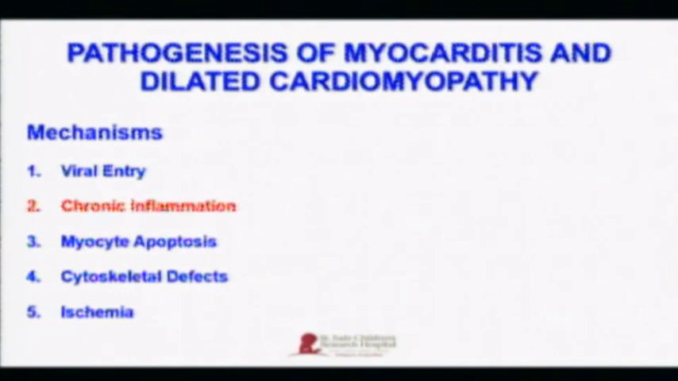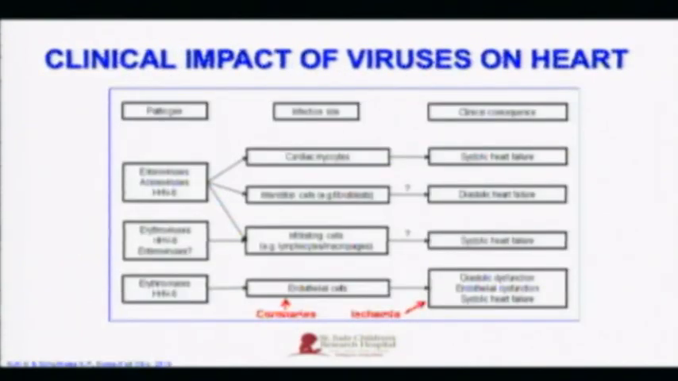Or not. Let's see. Let's go back. So you can see here the pathogen, the infection site, and the clinical consequence. You can see the enteroviruses, adenovirus, and HHV6 here, direct cardiomyocyte, interstitial cells, and infiltrating cells, and you end up with heart failure, either a diastolic or systolic disease.